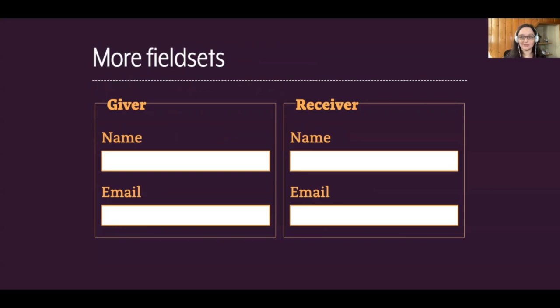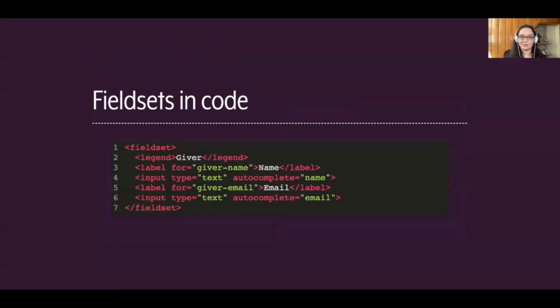Here's some more examples. So let's say in our situation where you're choosing a gift and some extras for somebody, that there's also a request for information from the giver and the receiver. Here I have a field set for giver and a field set for receiver that both have name and email inputs in them. If you took away the giver and receiver field sets and legends, this would just be name, email, which doesn't make a lot of sense to anyone. And if these were just headings, it wouldn't have the same context for screen reader users. So the way to solve for this is to use field sets for related fields and give them a legend that explains the association.